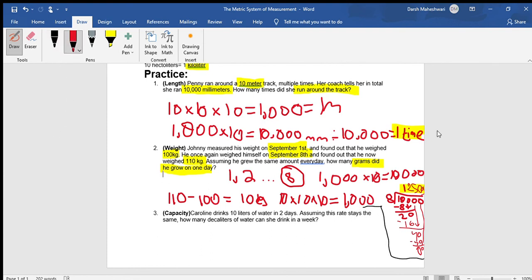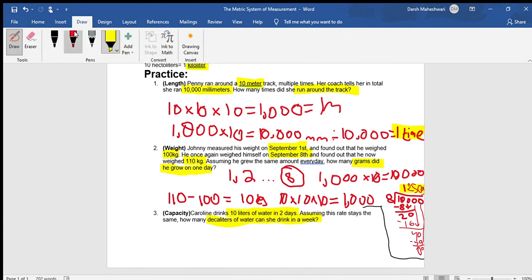Number 3, the last question. For capacity, Caroline drinks 10 liters of water in 2 days. Assuming this rate stays the same, how many deciliters of water can she drink in 1 week? First, let's highlight the important stuff. So, 10 liters of water in 2 days. So, how many deciliters of water can she drink in a week? So, there's 2 ways to start. How many days are in a week, or how many liters are in a deciliter.